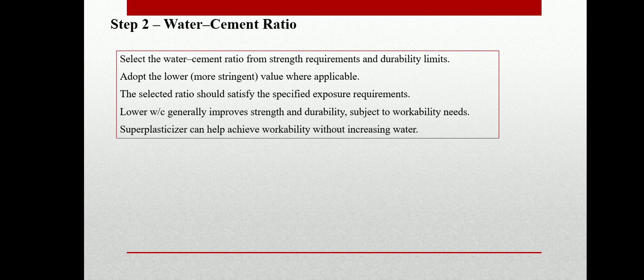This is chosen based on two considerations: the strength requirement and the durability limit specified for exposure conditions. Wherever these two considerations give different values, we should adopt the lower, meaning the more stringent water cement ratio. The ratio we finally select must satisfy the specified exposure requirement. Generally speaking, a lower water cement ratio improves both strength and durability, but of course this is subject to maintaining adequate workability. And this is exactly where superplasticizers come back into the picture. They let us achieve the workability we need without having to increase the water content.